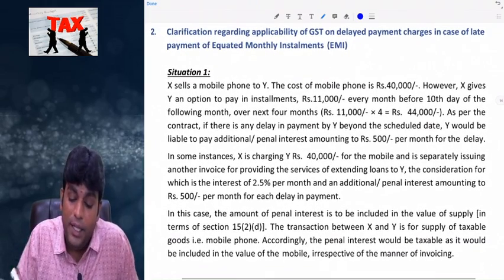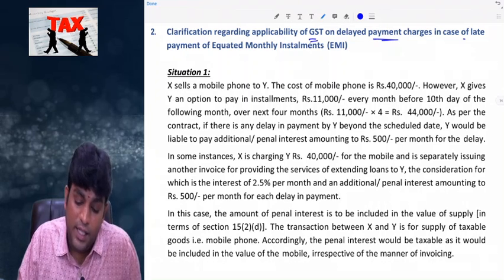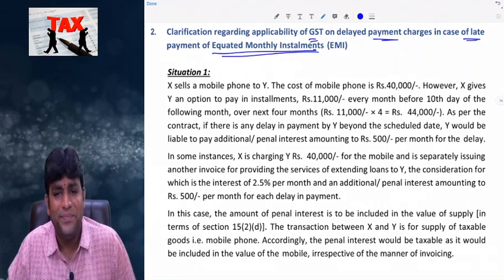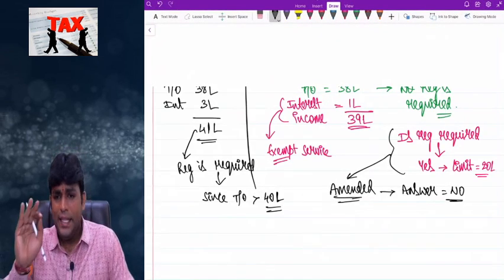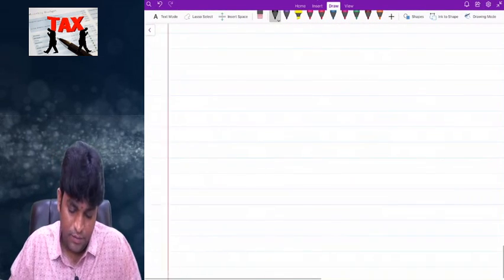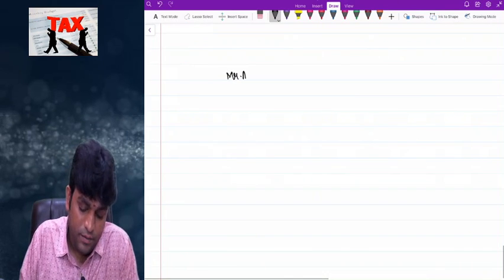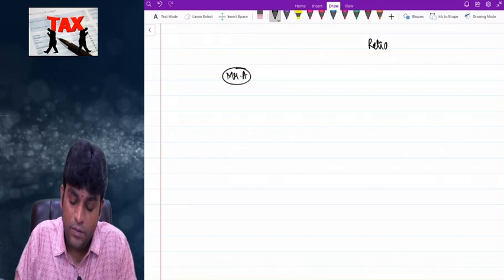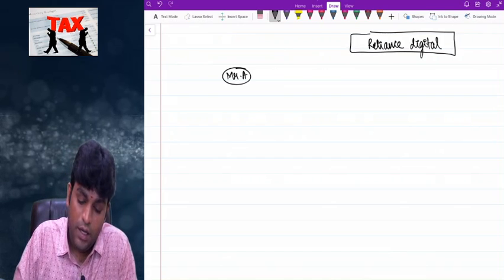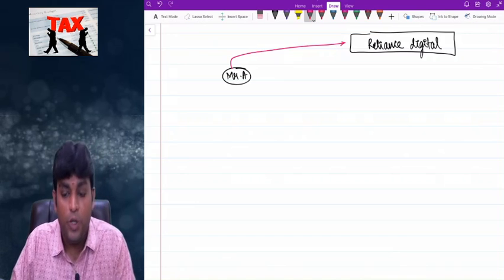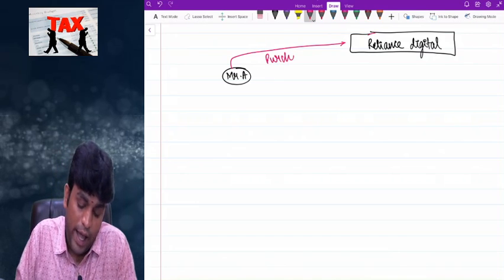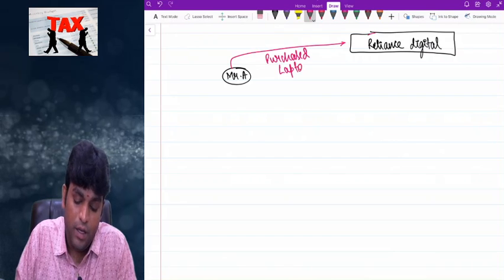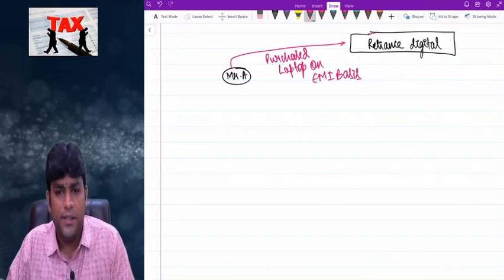Then, clarification regarding applicability of GST on delayed payment charges in case of late payment of EMI. Now what is that? In a simple way, I'll explain. For example, there is one person, Mr. A, and there is one store known as, let's say, Reliance Digital. Now, Mr. A approached Reliance Digital and Mr. A purchased a laptop on EMI basis.